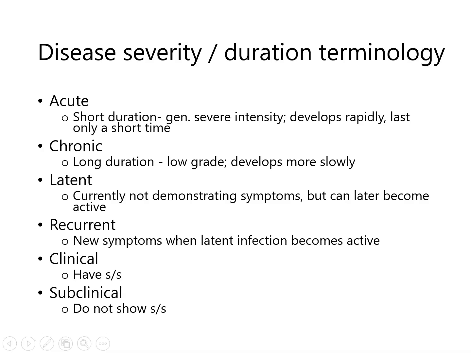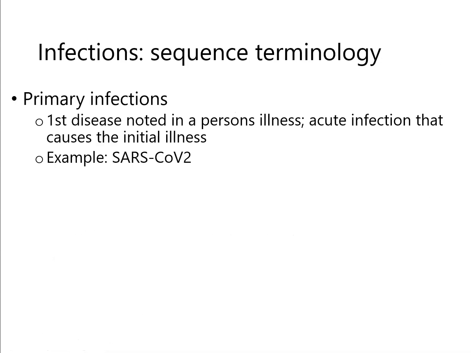These are different terms for disease severity. Make sure you read through these and can use these words. Let's see. We will talk about primary and secondary infections. Primary infection is the one that made a person sick. So the virus, for example, like SARS-CoV-2. If a person gets this, they get COVID-19, that's the primary infection. They weren't sick before they got that.